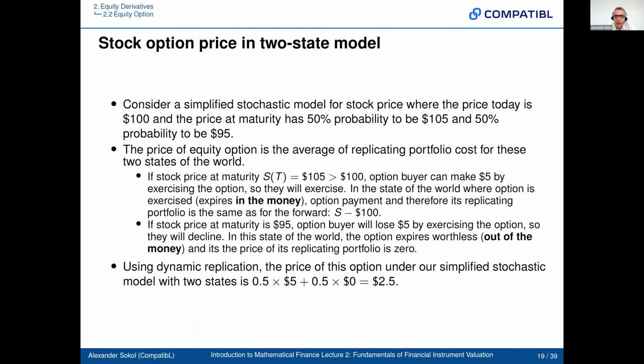And these probabilities are each 50%. So we'll make on average $2.50. And by no arbitrage, it means that the option is worth, in this model, in this world where the stock can go to 105 or 95 each with 50% probability, the option price will be $2.50.